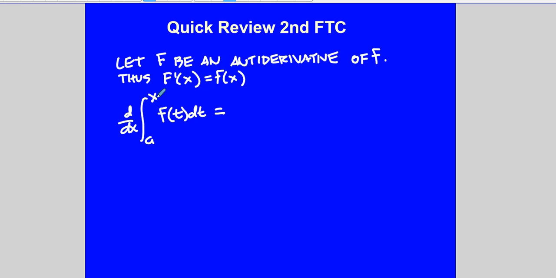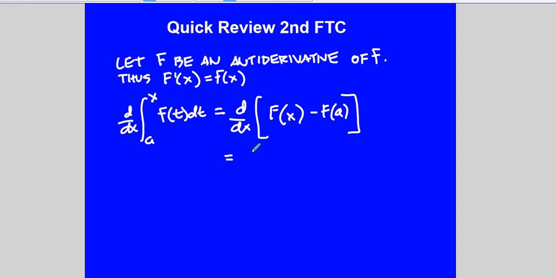Actually, the variable we're working with in the problem is x. So before I take the derivative, I'm going to integrate this accumulation function. The antiderivative of little f is capital F. So this is going to be capital F of x minus capital F of a, from the fundamental theorem of calculus. We now will take the derivative of this.